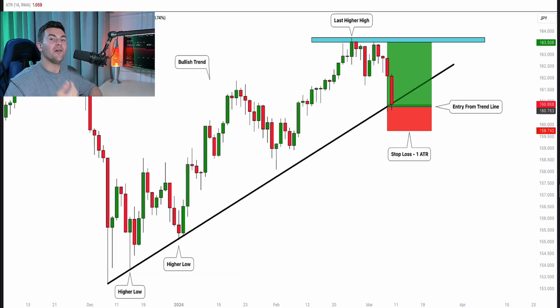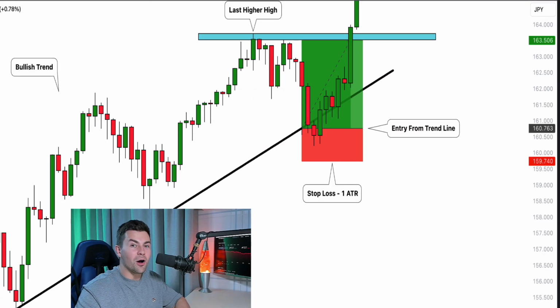Buying the market after the test of that rising trend line, we set our stop loss based on 1 ATR, and our take profit for the trade is the last higher high. Almost 300 pips were made with my students with that trade.